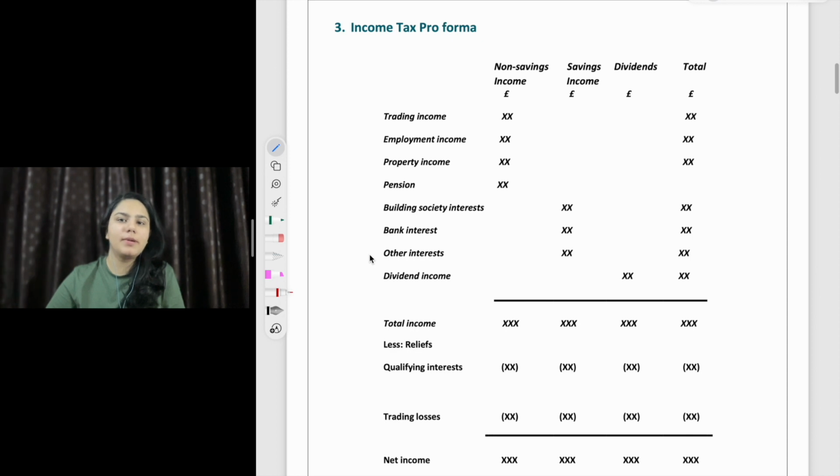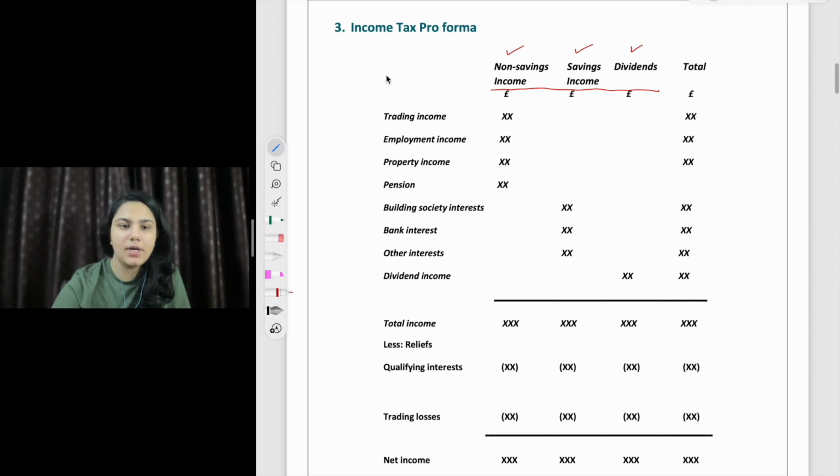Today we are going to learn about how to calculate taxable income of an individual. This is part 2 of the basic income tax series. So let's move forward with it. Now, an individual has broadly three types of income: non-saving income, saving income, and dividend income. Here we have a basic proforma of how to calculate a taxable income.